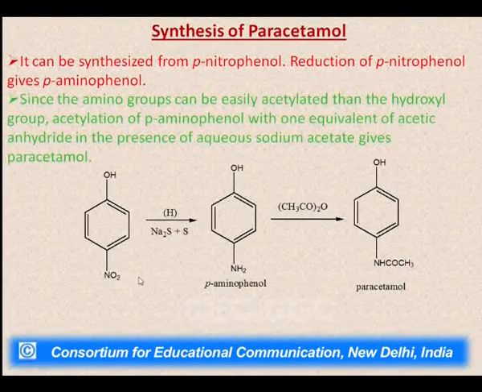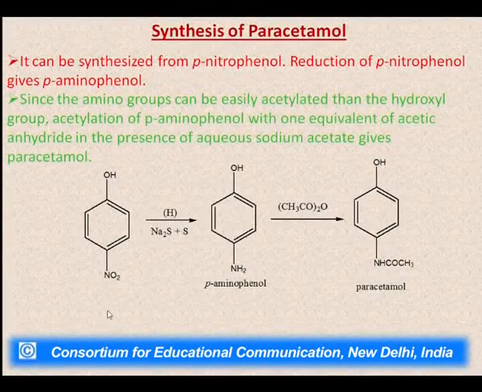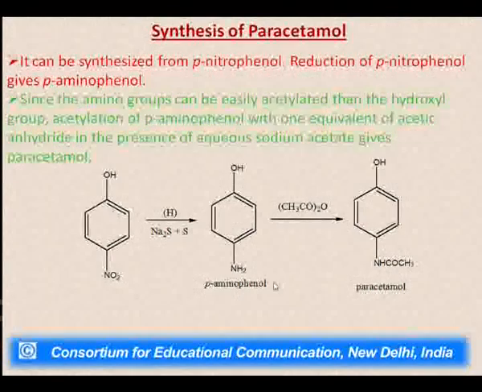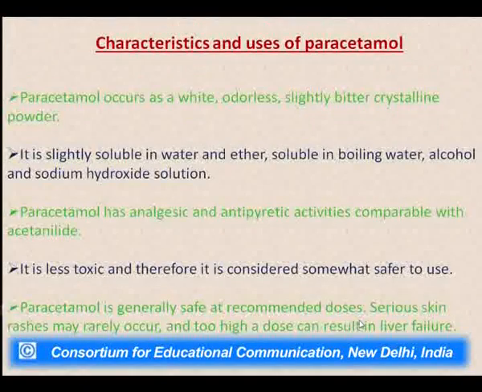Here we have taken the para-nitrophenol. First it will undergo reduction to make the nitro group into the amino group. Then acetylation of this para-aminophenol will take place and we will finally get the paracetamol.